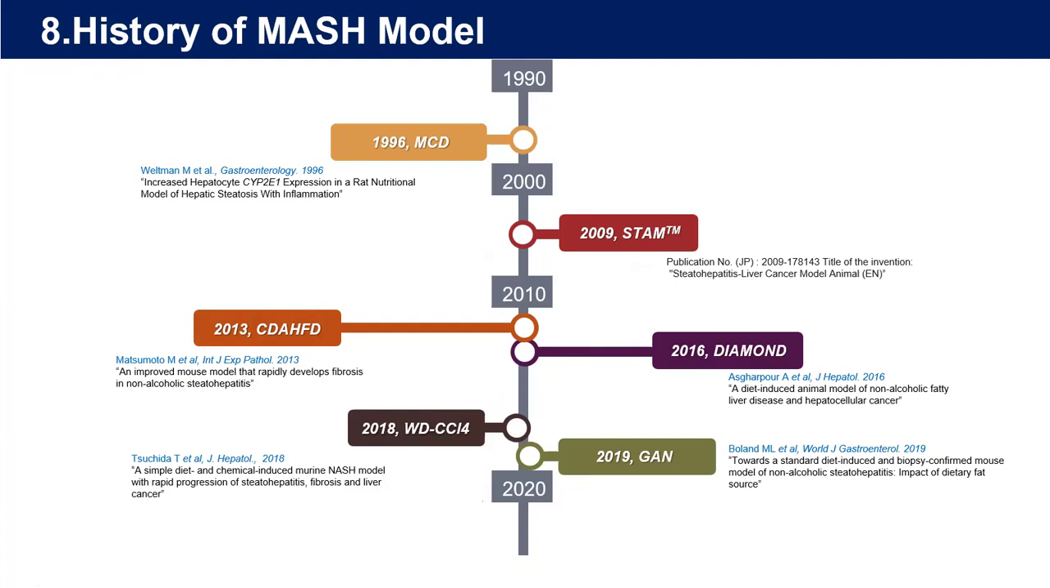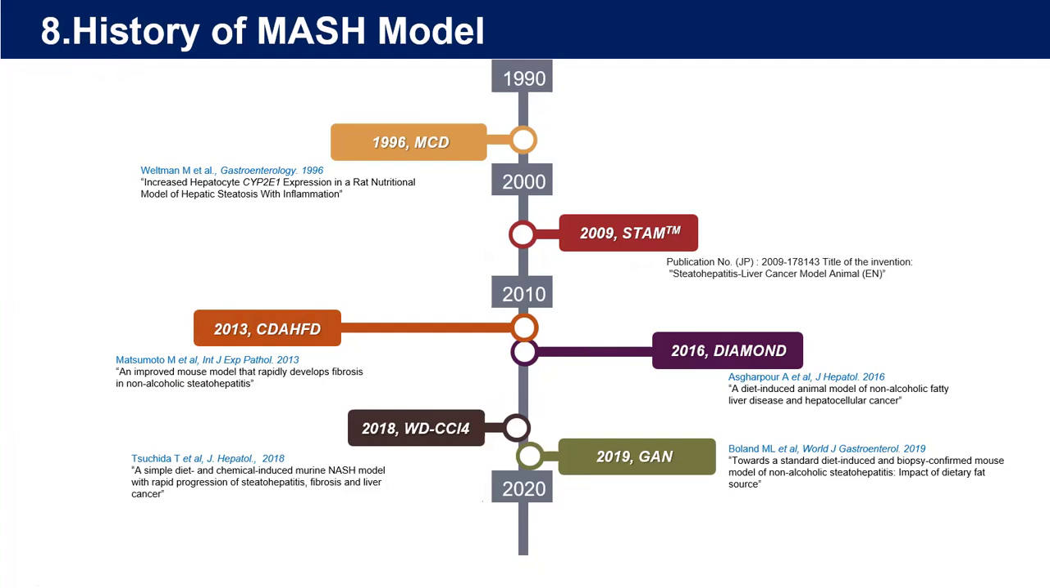Subsequently, model development advanced significantly in the 2010s. In 2013, the CDAHFD diet model was introduced and became widely used as a model capable of inducing fibrosis in a short period. Next comes the diamond model, developed in 2016, followed by the Western diet plus CCl4 model in 2018, enabling the reproduction of more advanced fibrosis and disease stages.